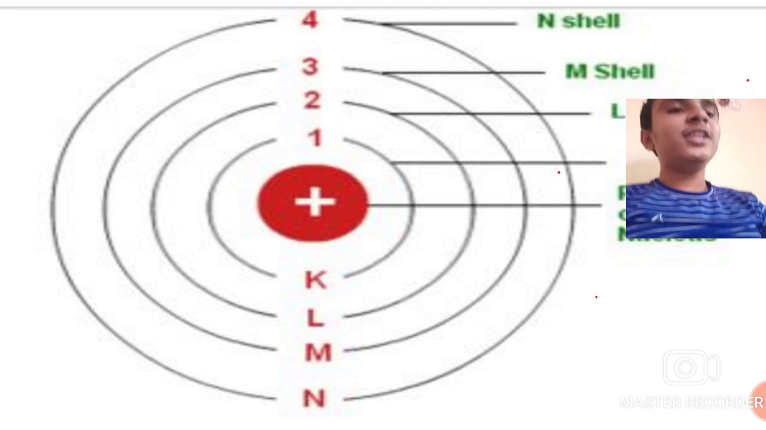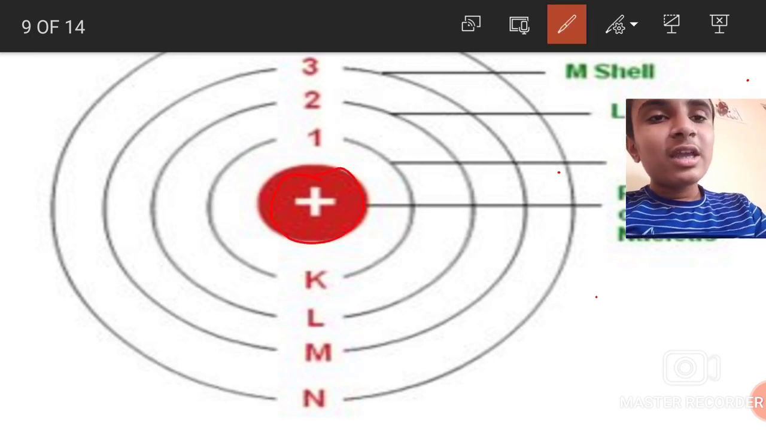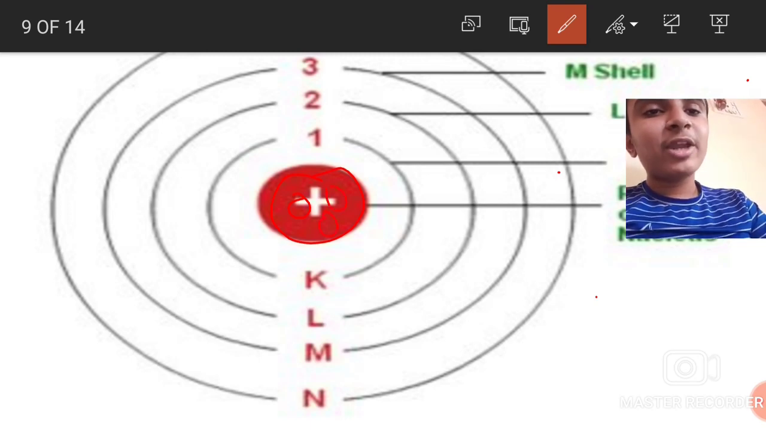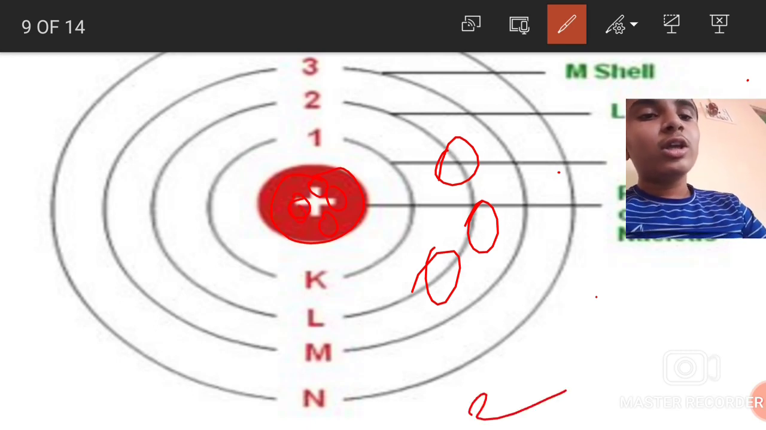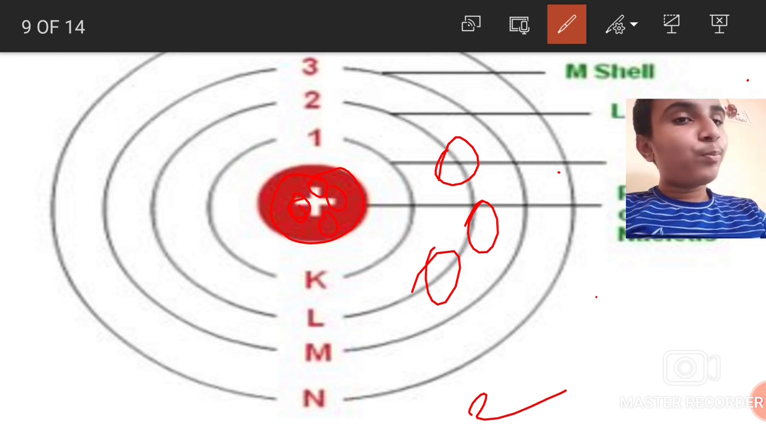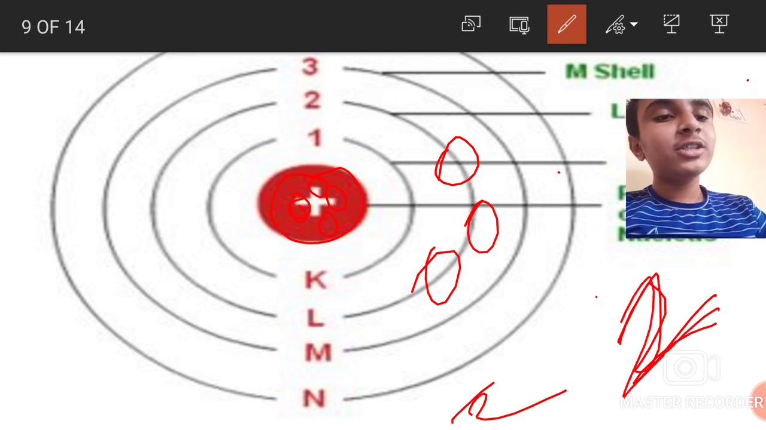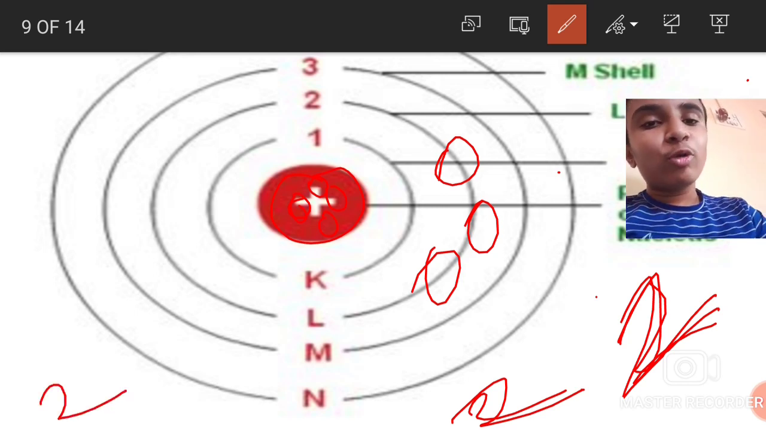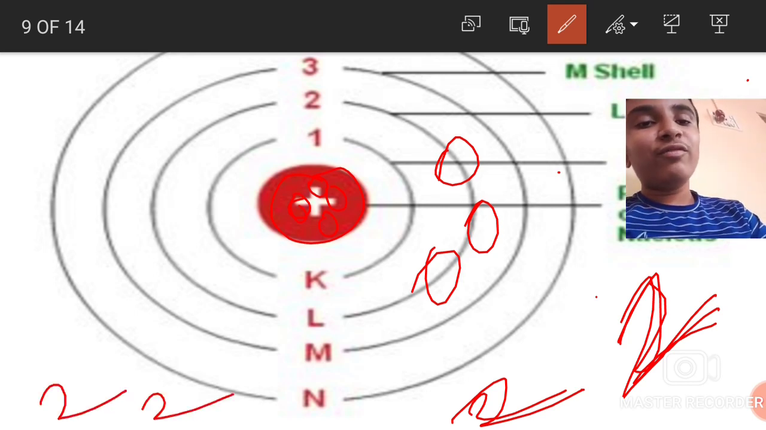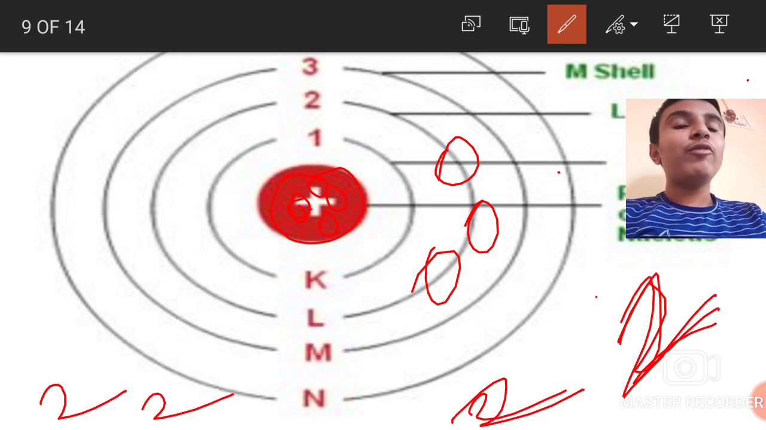Yes, friends. In this model of an atom, we have been told that this is a positively charged nucleus, and protons and neutrons are present in it. The number of protons equals the number of electrons in the orbits. Suppose there are 2 electrons in the K shell, then the protons in the nucleus will be 2, so they are balanced by each other. But the number of neutrons can vary. So the nucleus contains protons and neutrons, and the electrons are revolving around it.